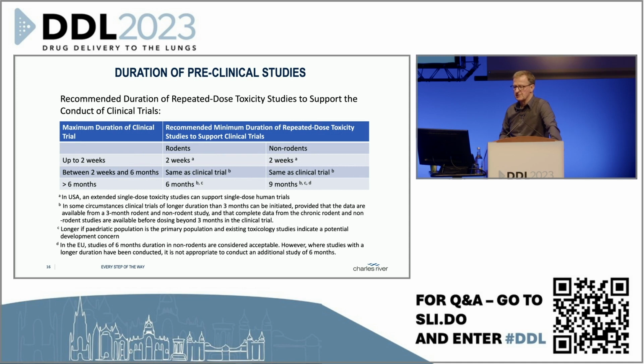This is just a slide to mention that the duration of the preclinical studies has to match your clinical study. So, for example, if your clinical study is 4 weeks, then you need to do a 4-week tox study. If your clinical study is 6 months, then you need to do at least 6 months, and more like 9 months in the non-rodent. This is just a table lifted from one of the guidelines. So it does have a lot of footnotes and conditions applied to it.